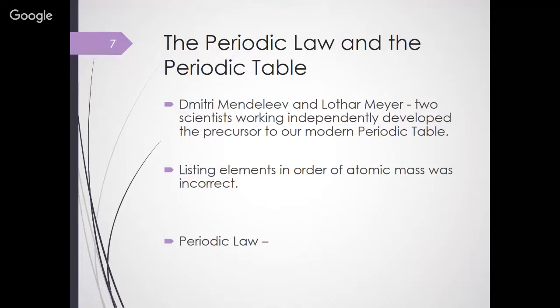So how was the periodic table developed? Well, Dmitri Mendeleev and Lothar Meyer were two scientists working independently to develop basically our modern periodic table. Originally, when they were putting together the different elements, they thought that the organization of the chart should be based on atomic mass, but they found that that was incorrect. Instead, they looked at what we call a periodic law, which means that every so often, the properties of an element are going to repeat themselves.